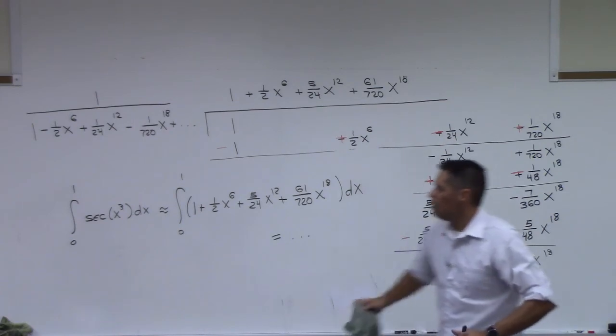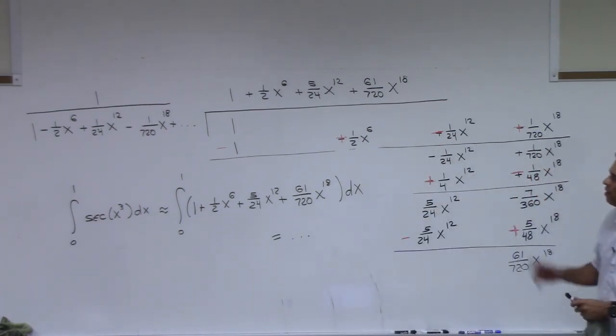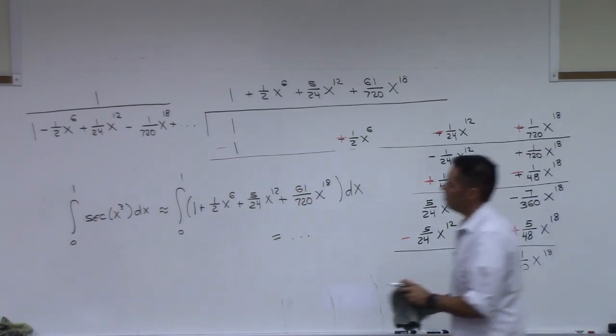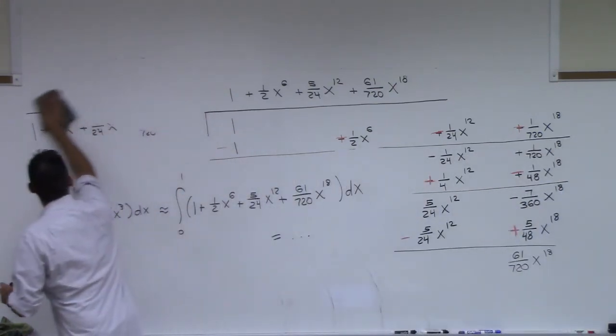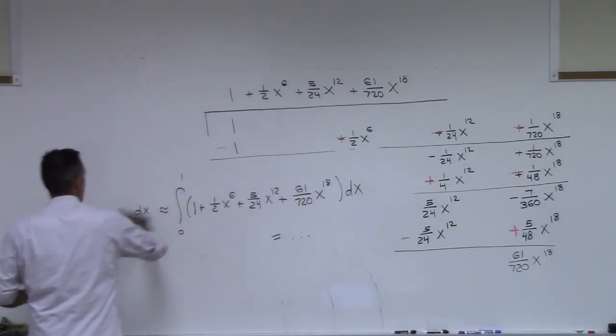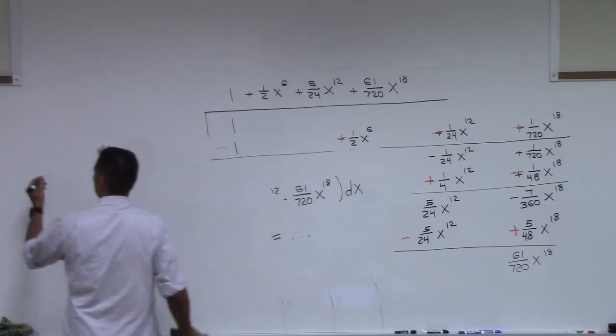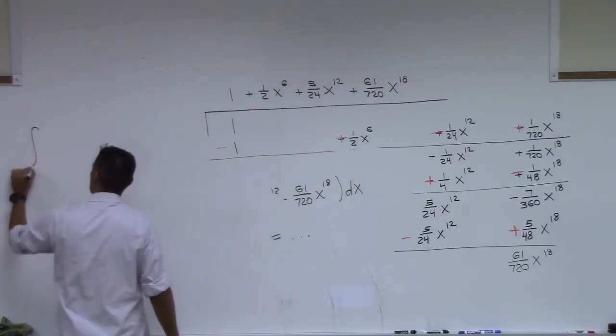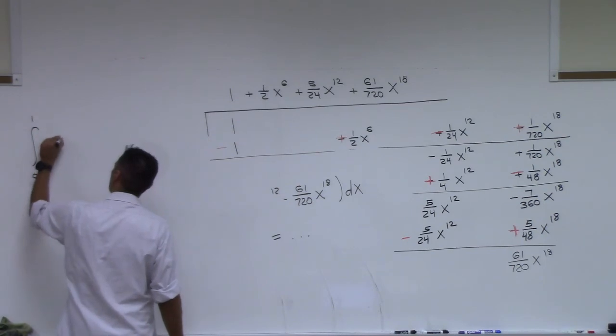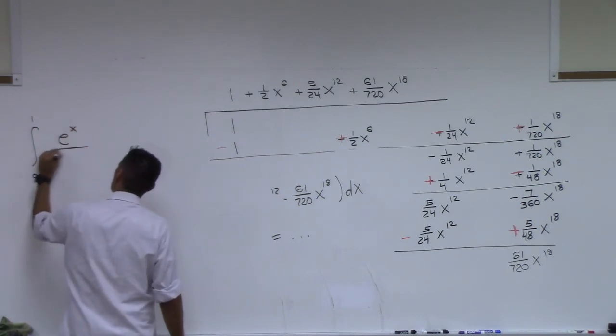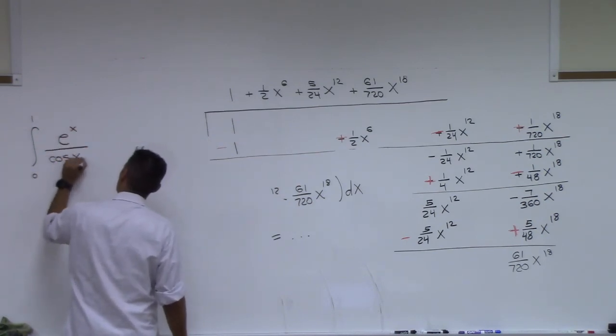Now, we're going to do one more of these, okay? Because all of these have worked out and they've been pretty nice. I want to do one that's a little bit uglier. Let's just do this one. Integral 0 to 1 of e to the x over cosine x dx.